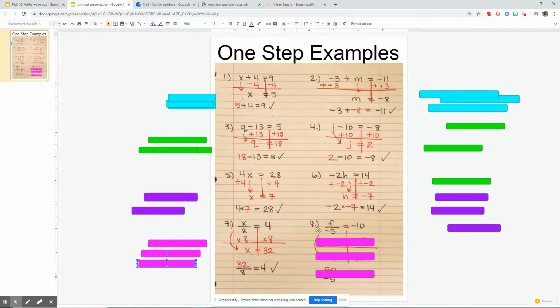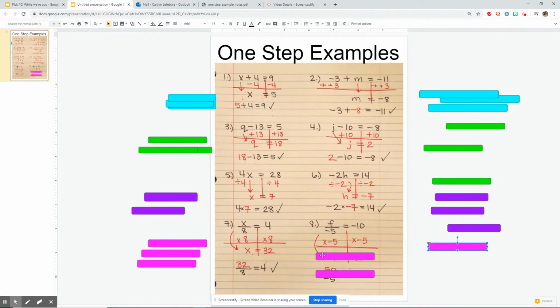Now, number 8, we have f divided by negative 5 equals negative 10. So we got some negatives there. So go ahead, pause, give it a try, pay special attention to those negatives. All right, so I'm doing f divided by negative 5. I want to undo that, so I'm going to multiply by negative 5 on both sides.